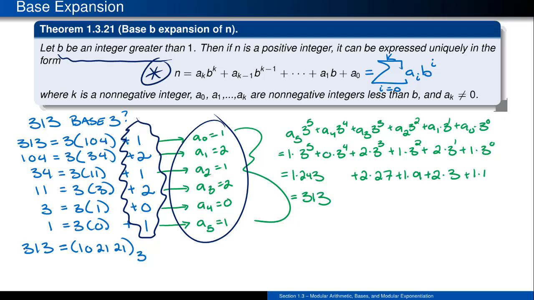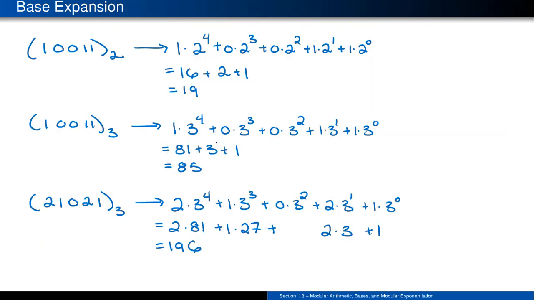So in this case, the 313, that's the base 10 version of this thing. And then if I view this in base 3, it's going to be the numbers 1, 0, 2, 1, 2, 1. And if you want to, you can actually start running this in reverse. The idea is that if I give you some of these numbers, I can always convert them back to their base 10 version.